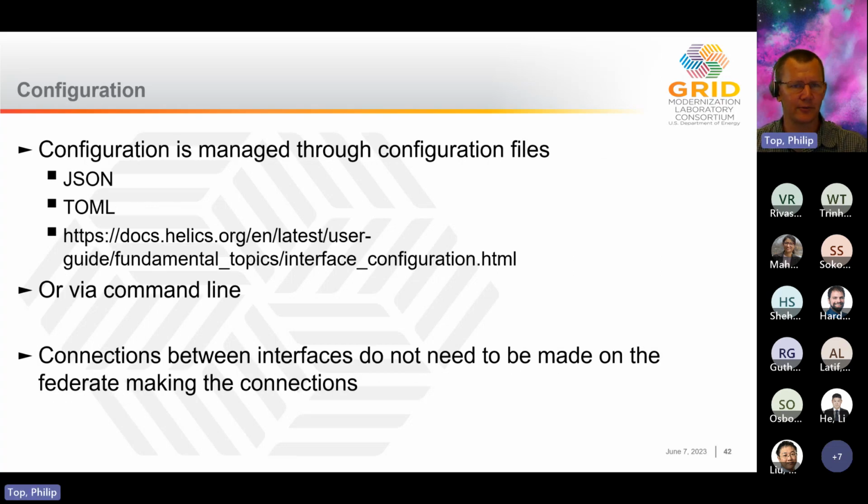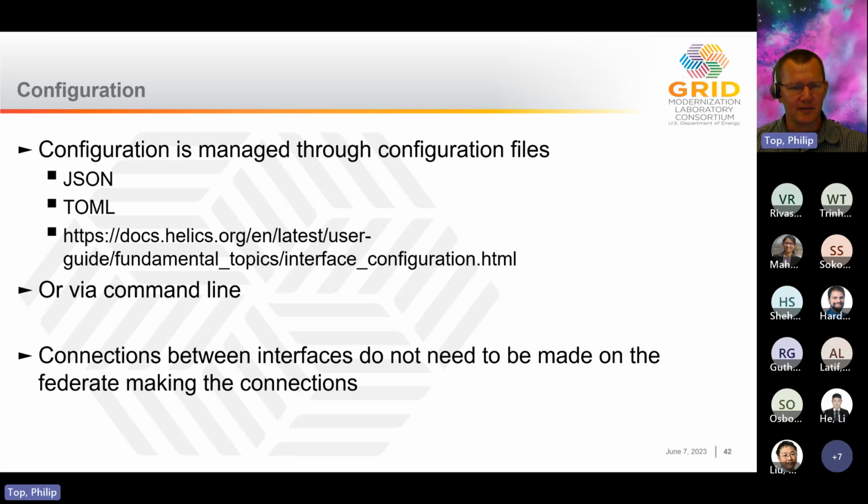Configuration in Helix is managed through configuration files or through the API or some on the command line. These are specified in JSON or TOML. And then Trevor has created a large interface configuration list of all the possible connections between them.